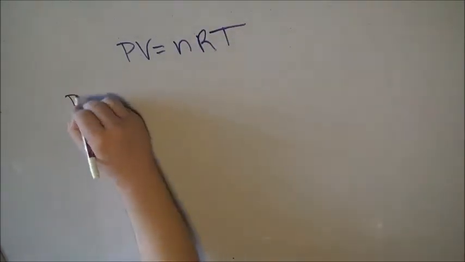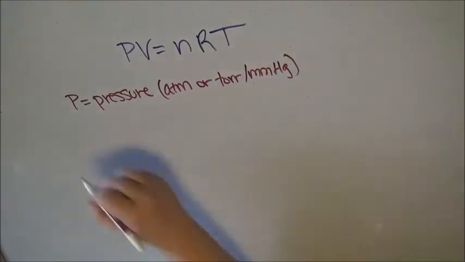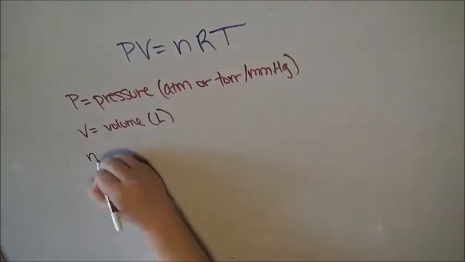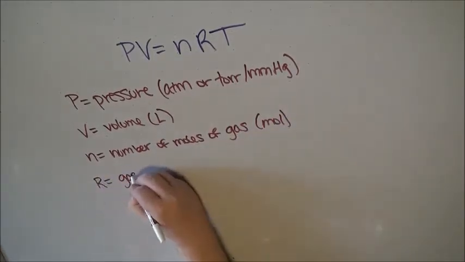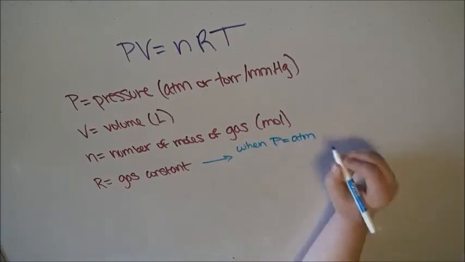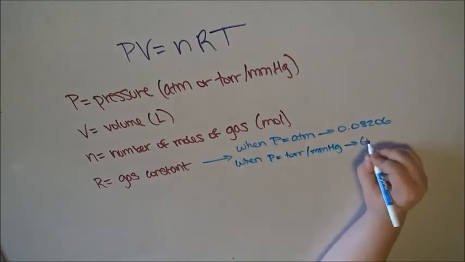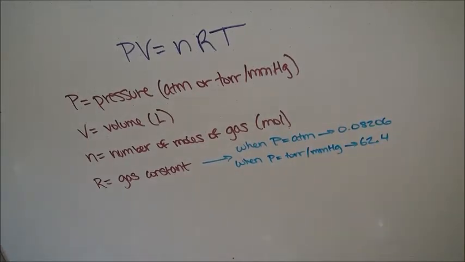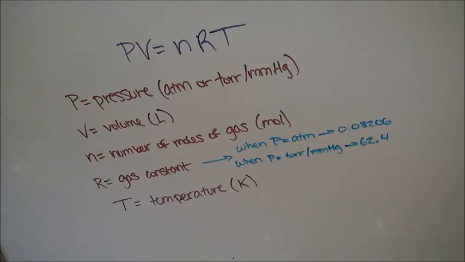In the equation, P stands for pressure, with the units being in terms of atmospheres or ATM. V stands for volume, with the units of liters. N is the number of moles of gas. R is the gas constant, which is 0.08206 when the pressure is in terms of atmospheres, or 62.4 if pressure is in terms of torr or millimeters of mercury. And T stands for temperature in terms of Kelvin.